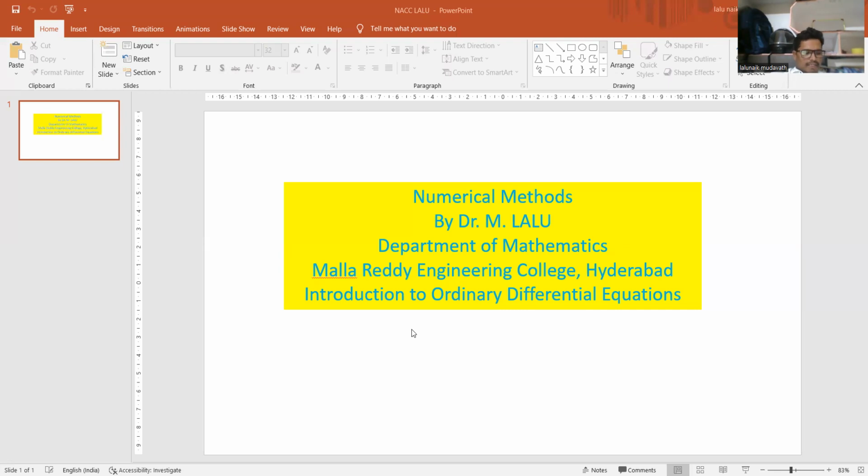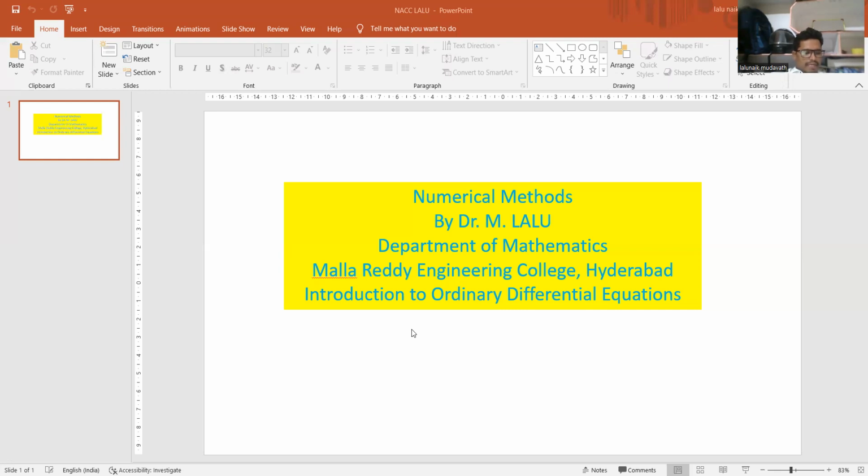However, we can replace the condition that dou f by dou y is continuous and bounded in the given rectangular domain by a weaker condition. We can replace this condition by the Lipschitz continuity. The condition defined above can be replaced by a weaker condition called the Lipschitz condition. Instead of continuity of dou f by dou y, we have modulus of f of (x, y1) minus f of (x, y2) less than or equal to L into modulus of y1 minus y2 for all (x, y) belonging to R.